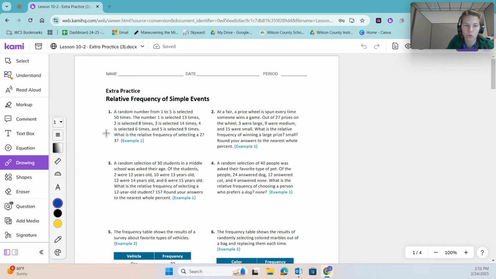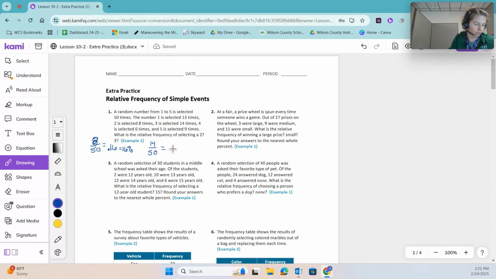So 2 was drawn 8 out of 50 times. The 3 was drawn 14 out of 50 times. If we turn these numbers into decimals, 8 out of 50 means we have 0.16 or a 16% chance. Relative frequency can be written all three ways.